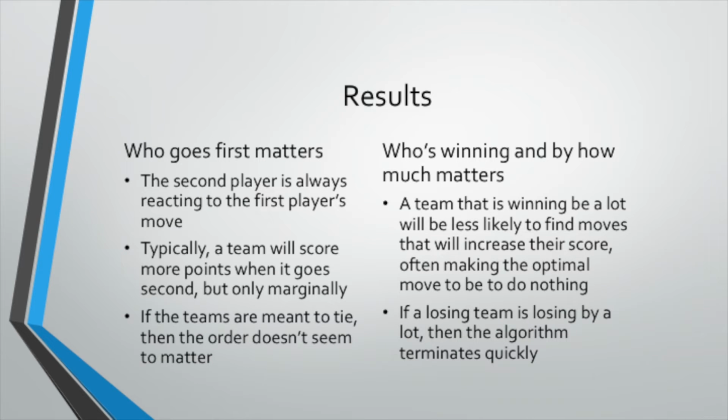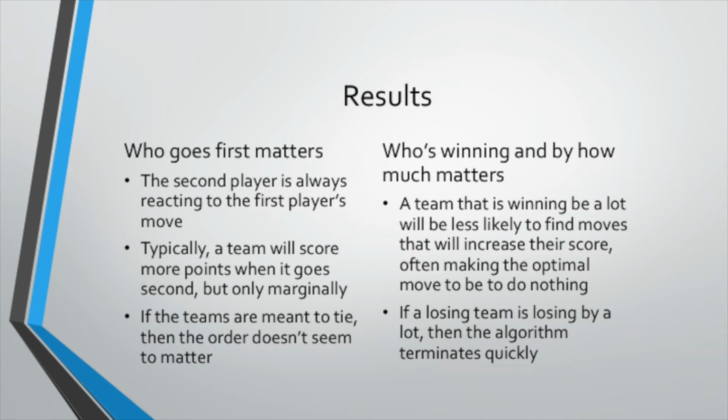Another thing that I noticed is who goes first matters in determining the final point totals of the meet. While it doesn't affect the outcome itself, the point totals might be higher for one team depending on who goes first. The second player is always reacting to the first player's move, so typically when a team is going second, they'll score more points, but this is usually only marginal by a few points or so. If the teams are meant to tie, then the order doesn't seem to matter. If a team ties when Team A goes first, then the team will also tie when Team B goes first.